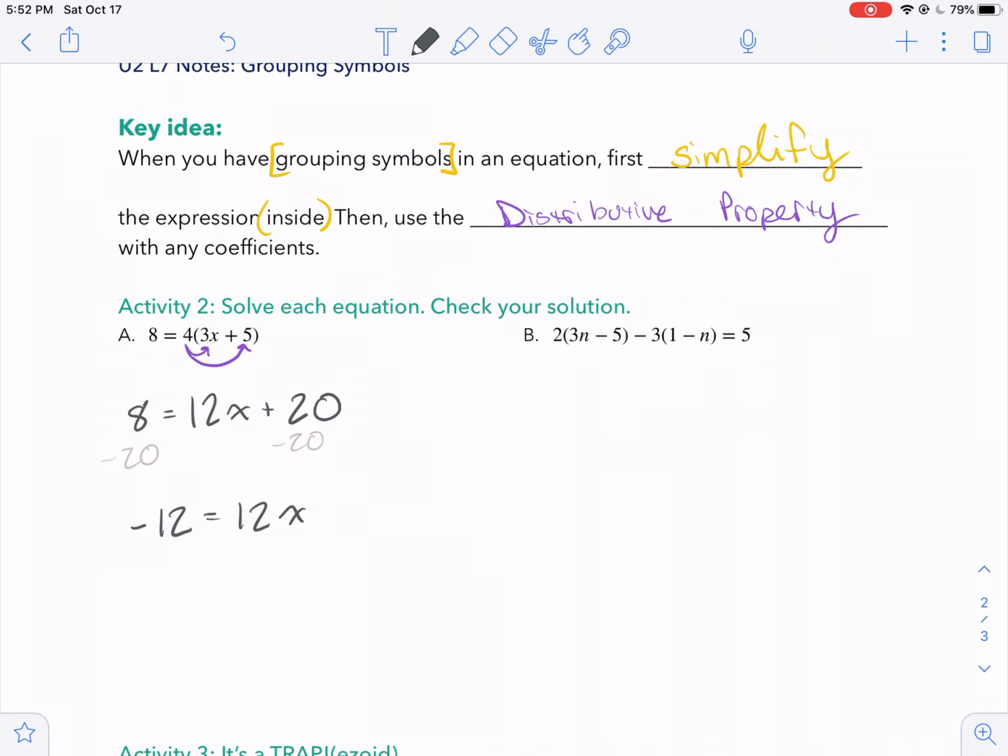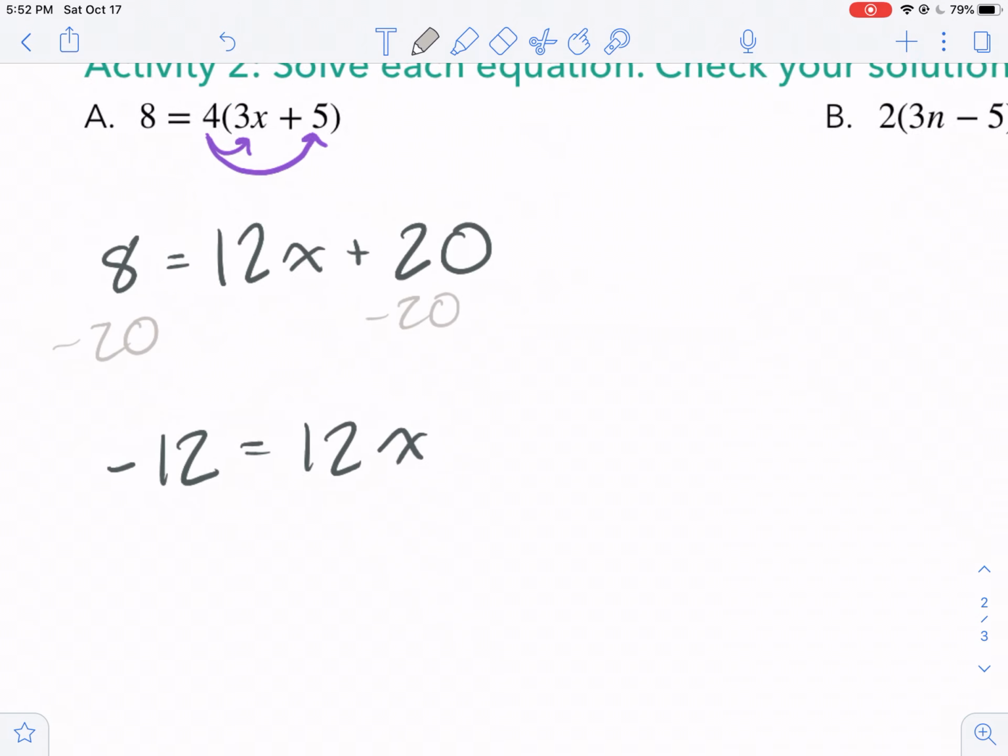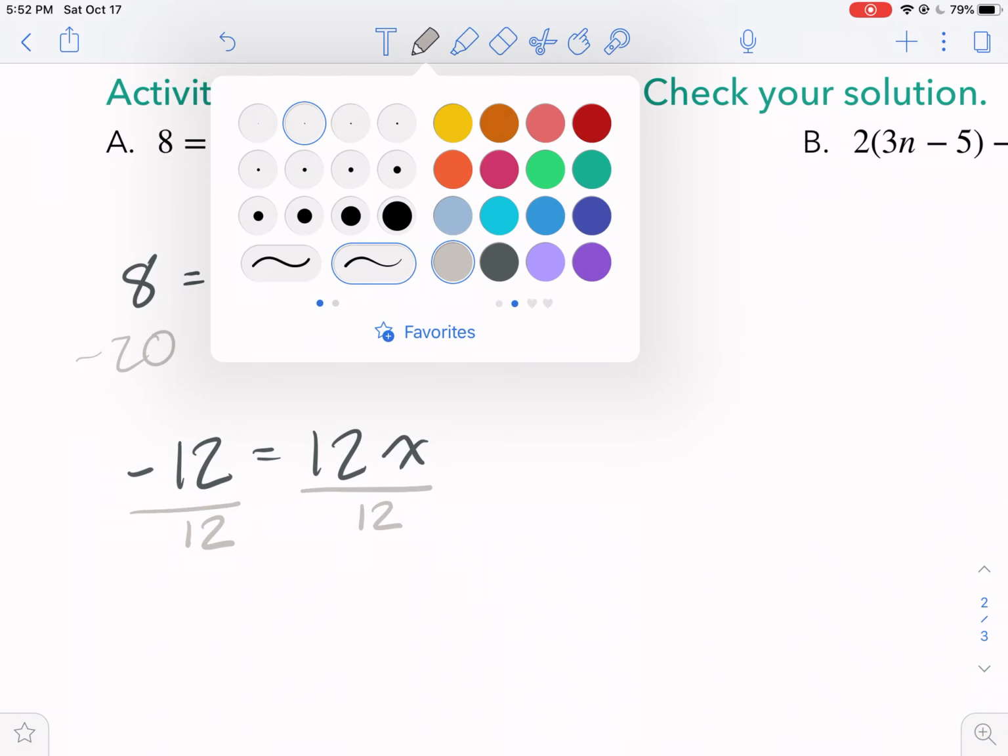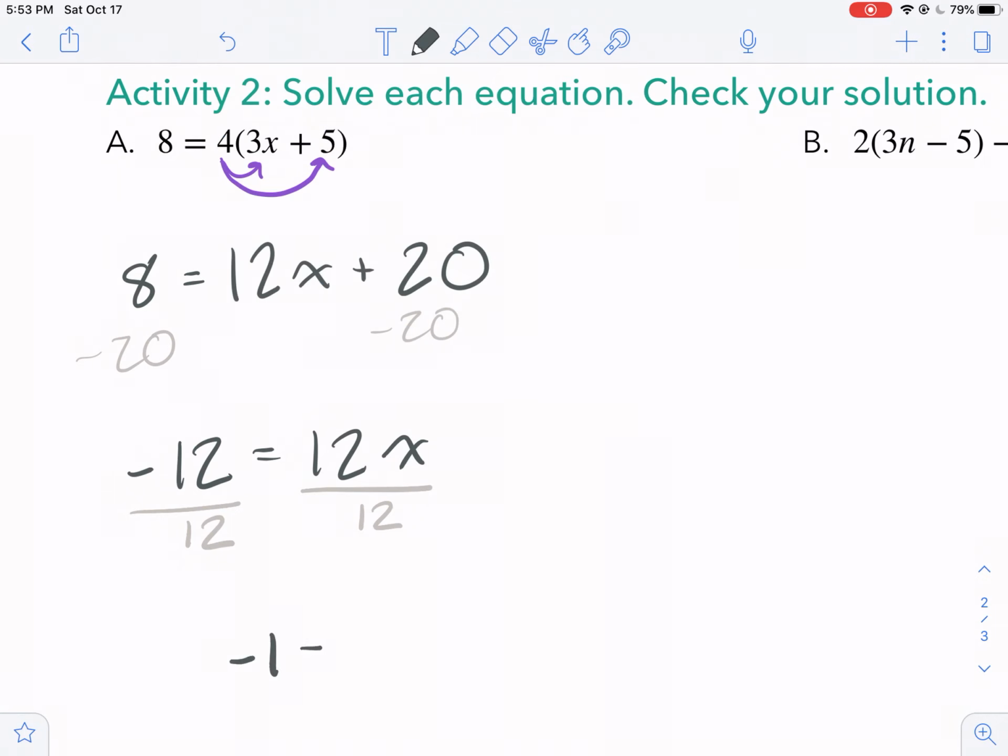We're almost done. I'm going to undo what's happening to our x. So to undo the 12 times, we divide by 12. And negative 12 divided by 12 is just negative 1. And 12x divided by 12 is plain old x. We get x all by itself.